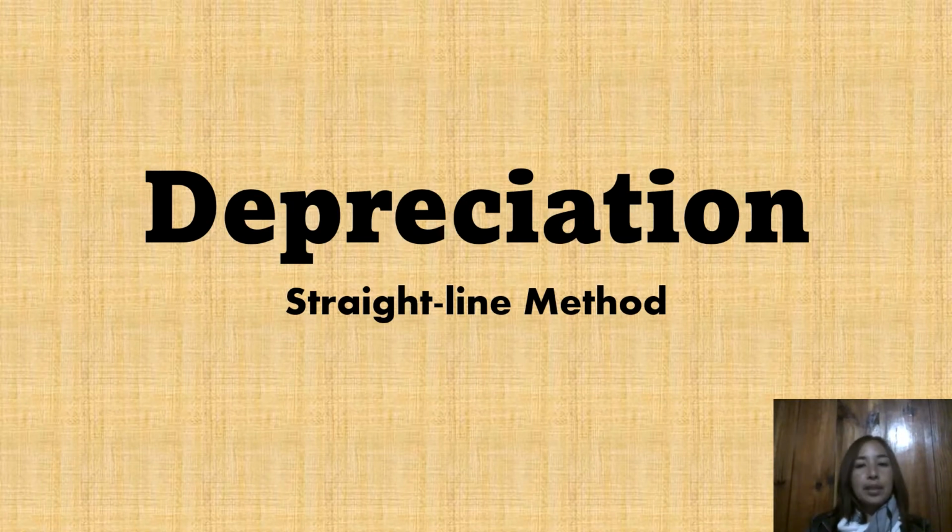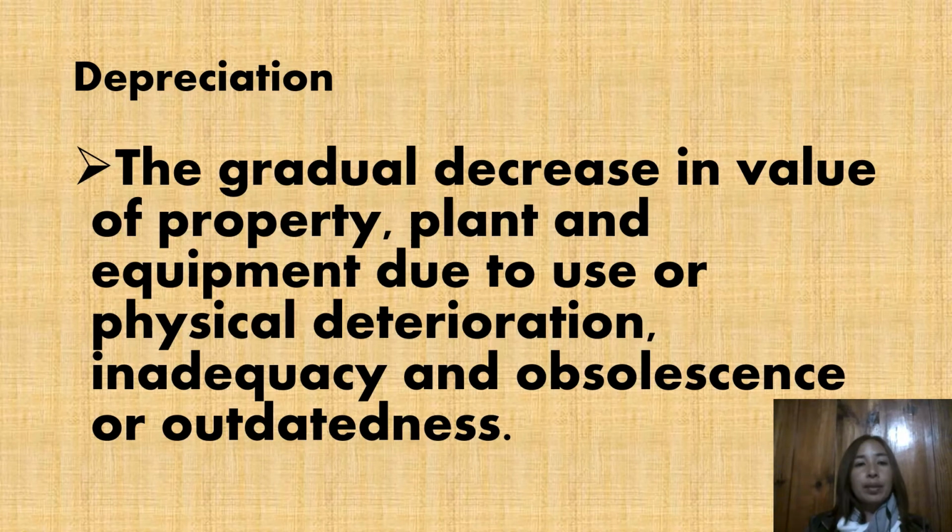Depreciation. We have different ways on how we're going to compute for depreciation. However, for this lesson, we are going to discuss depreciation using the straight line method. So how are we going to compute for the depreciation using the straight line method? Now, before we proceed, we have to define first what is depreciation. Depreciation is the gradual decrease in value of property, plant and equipment, or our fixed assets, due to use or physical deterioration, inadequacy and obsolescence or outdatedness.